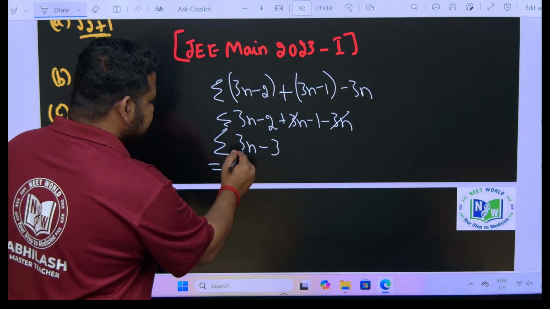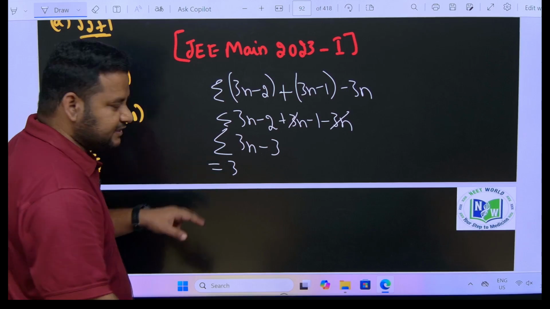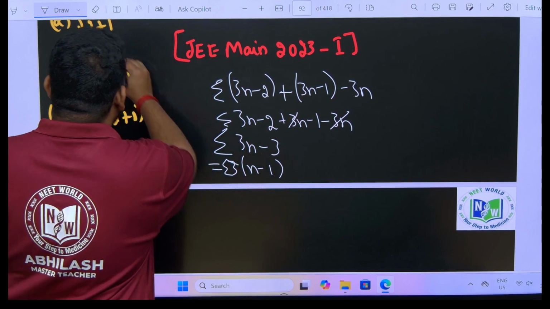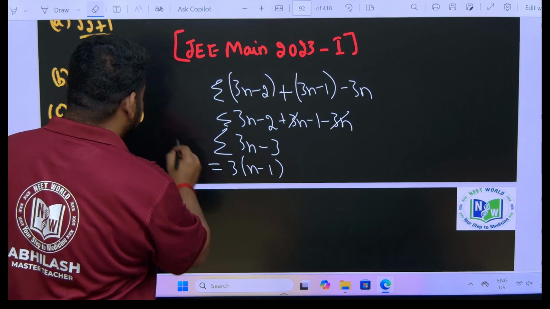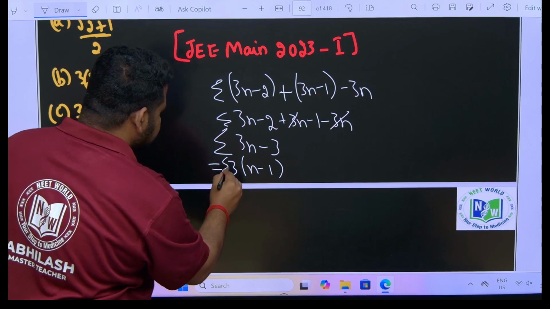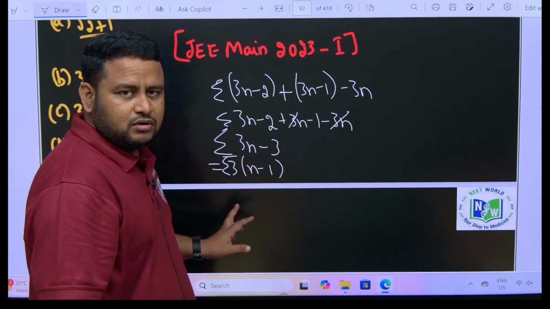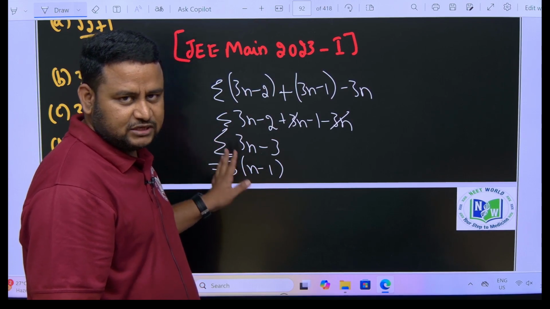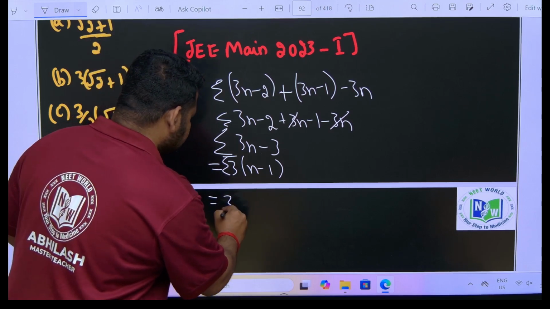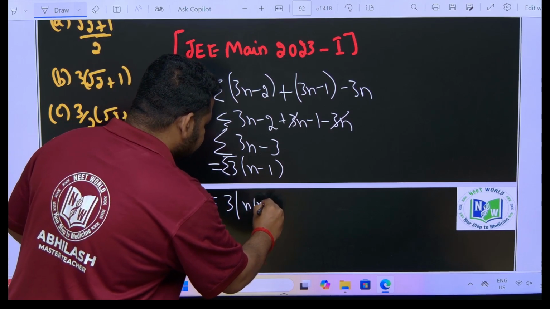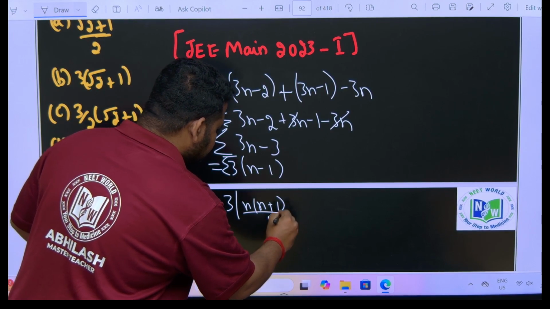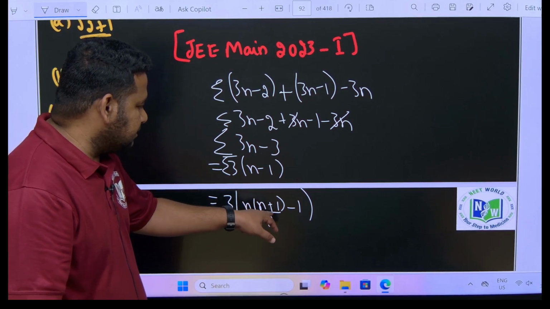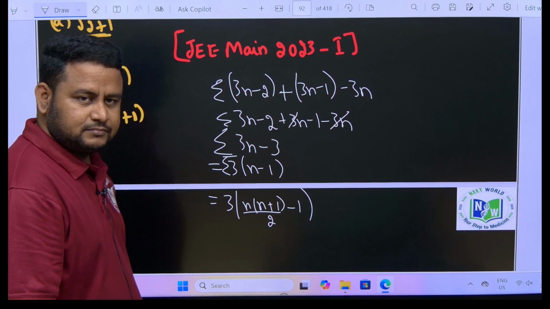So before that, I can take 3 common. So this will become 3 into n minus 1, summation of 3 into n minus 1. So now this n is nothing but the sum of n terms. So if I remove the summation, this will become 3 into n into n plus 1 divided by 2 minus 1, correct? 3 into n plus 1 minus 1 divided by 2.